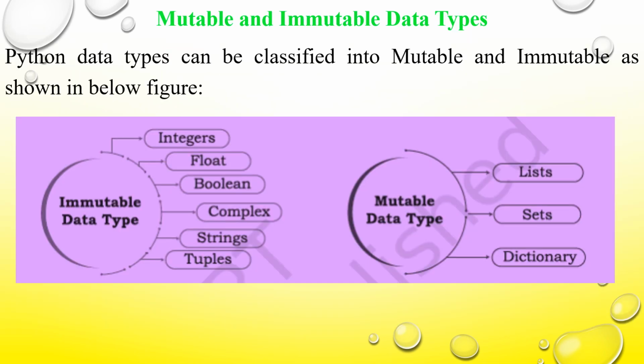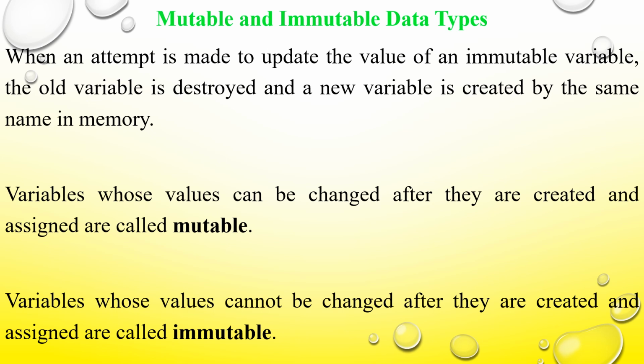Another way of classifying the data types in the Python programming language is mutable and immutable. The Python data types can be classified into mutable and immutable data types as shown in the figure. In the mutable data types, we have list, sets, dictionary. Whereas immutable data types are integers, float, boolean, complex, strings, tuples. What happens when we try to update the value of an immutable variable? When we change the value of an immutable variable, the old variable is destroyed and a new variable is created by the same name in the memory.